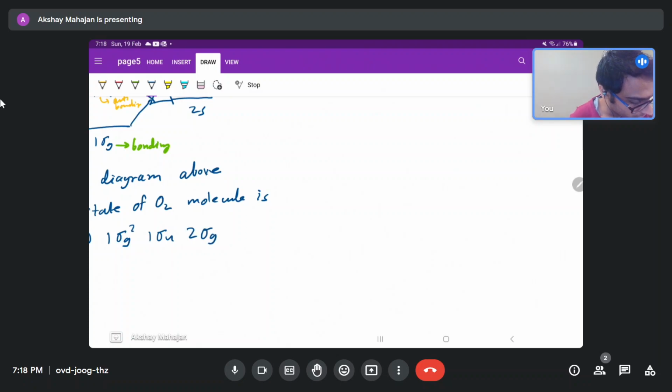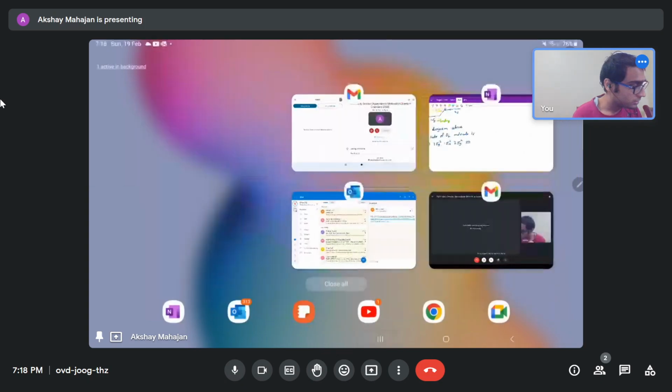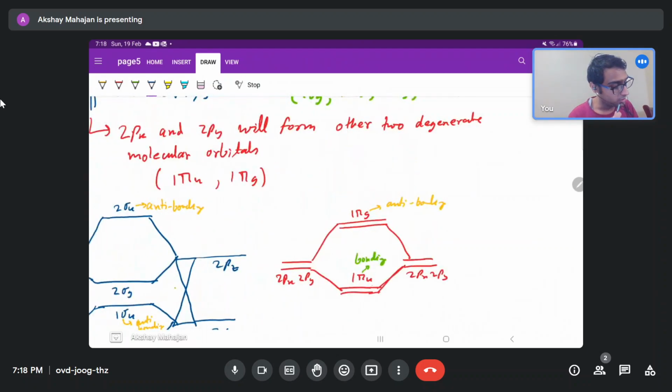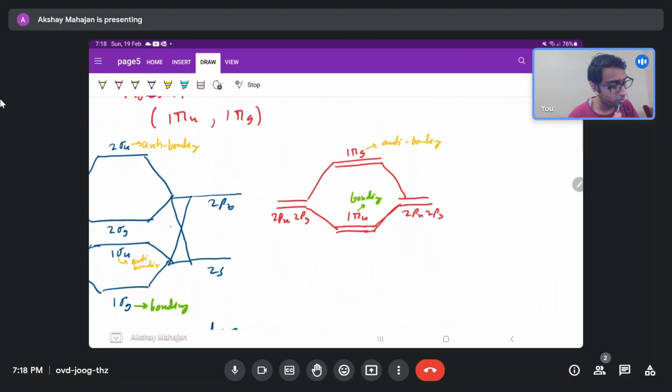Sigma G. We will put 2 electrons into the sigma G, and we will put 2 electrons in our sigma U. Then we will put our 2 electrons in sigma G, and then we will have 1 pi U, and in 1 pi U we will put our 4 electrons. And in 1 pi g, we will put our 2 electrons. Why am I putting 4 electrons? Because these are degenerate states, so there will be 4 electrons.